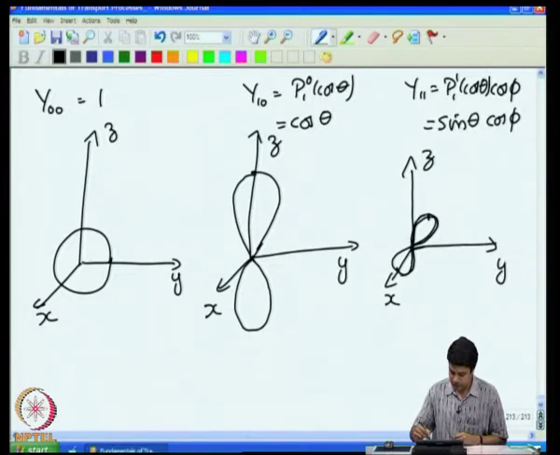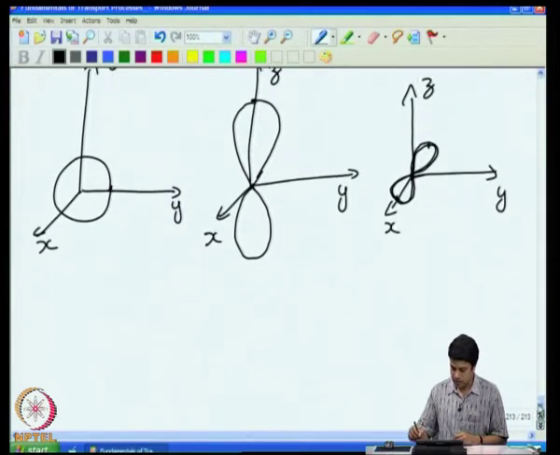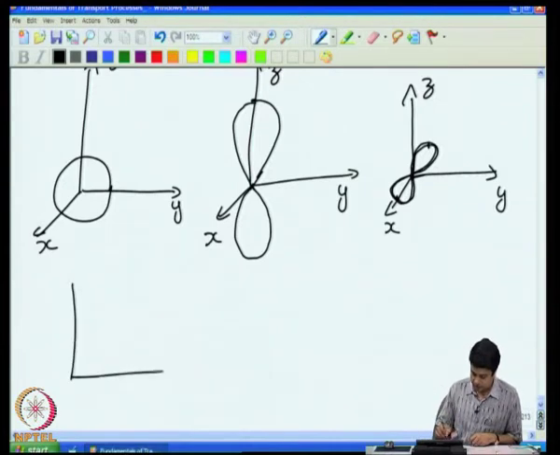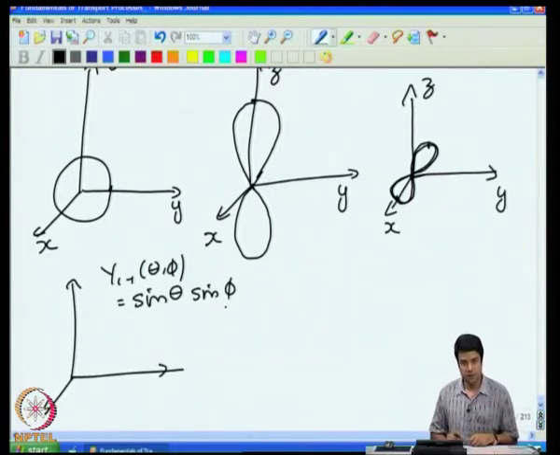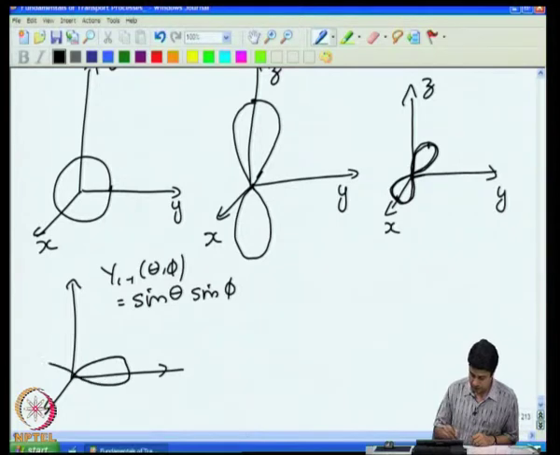A surface of constant y11, with the symmetry of y11, will look something like this. That was along the x axis, and the other one, y1 minus 1 of theta and phi, is equal to sin theta times sin phi. It is along the y axis. So, this is x, y, z.